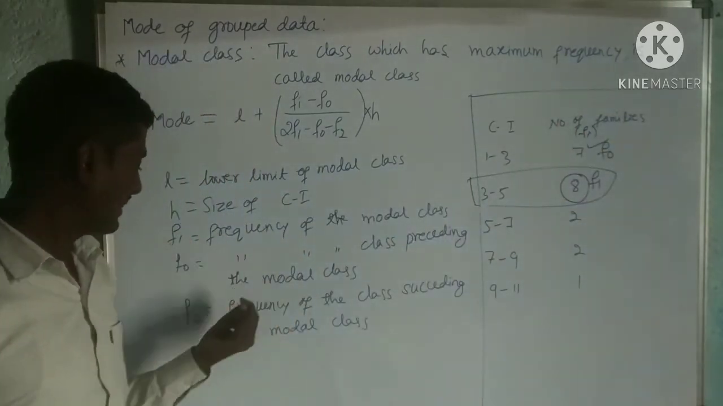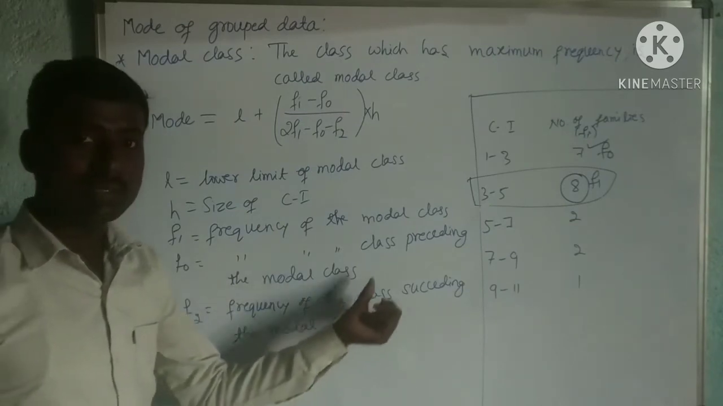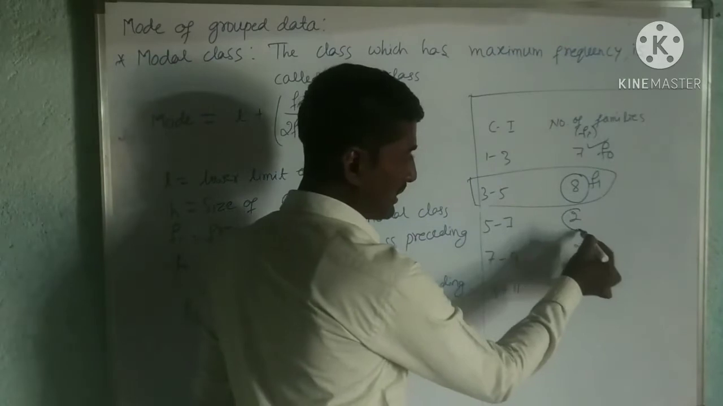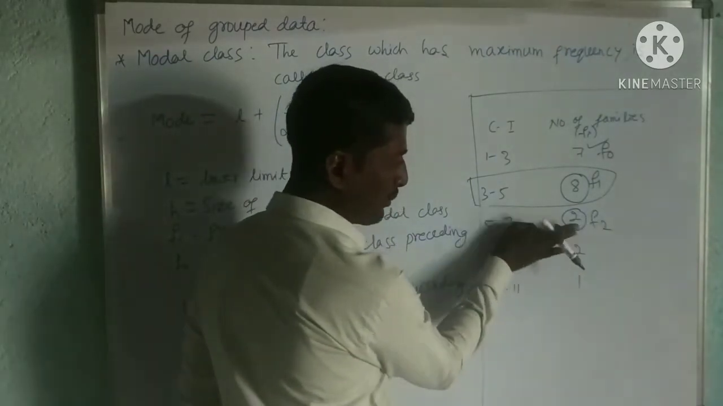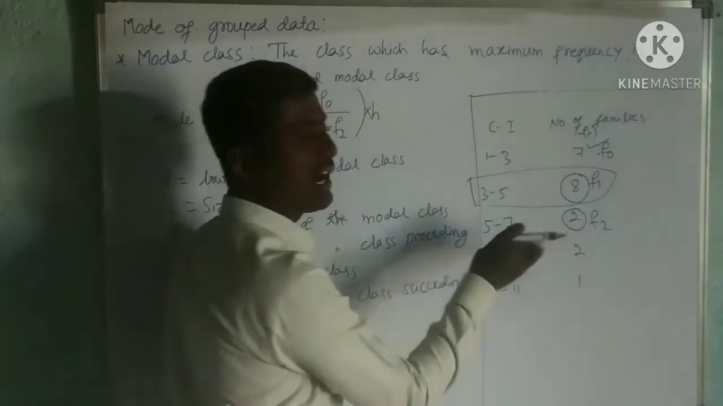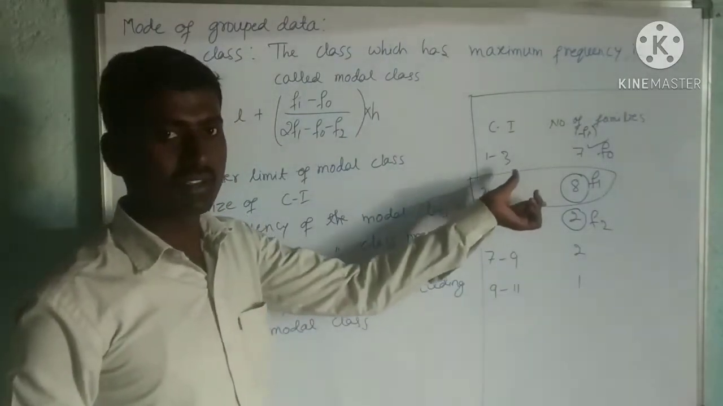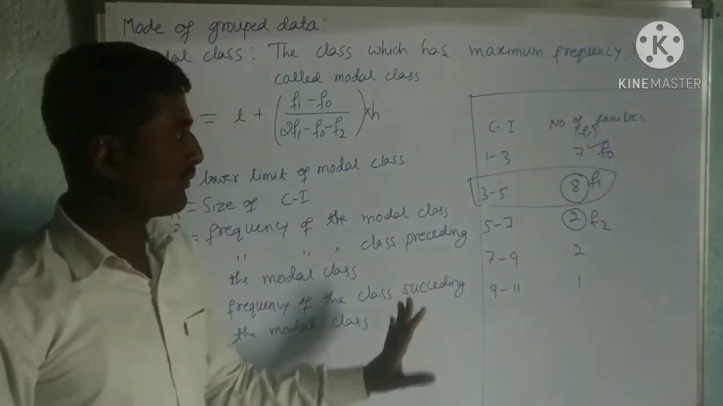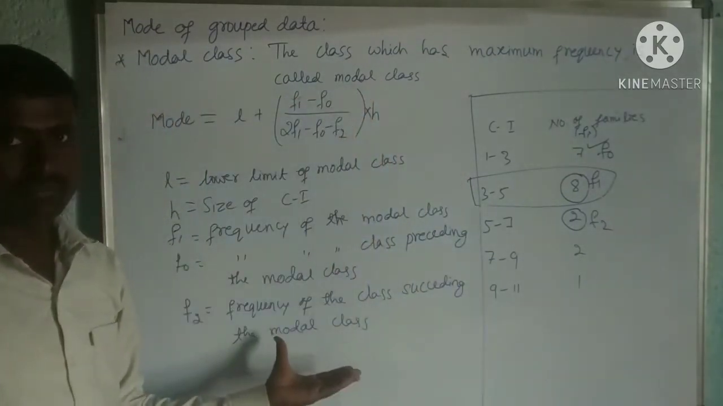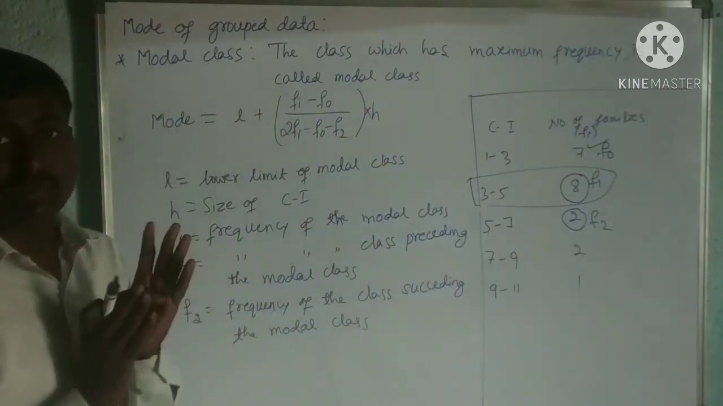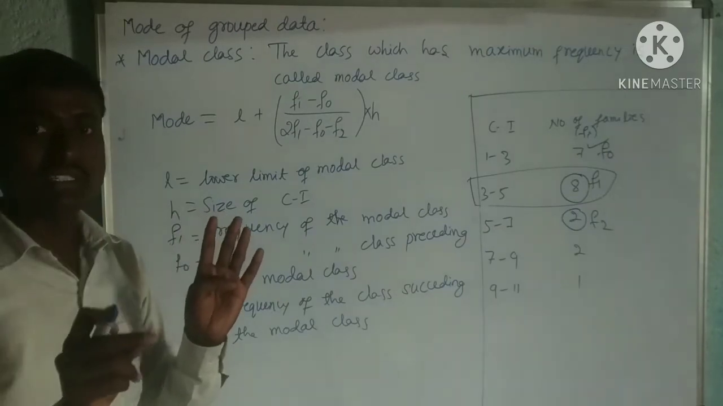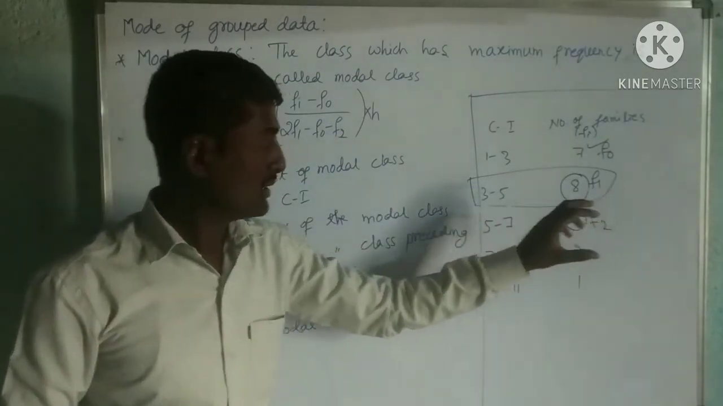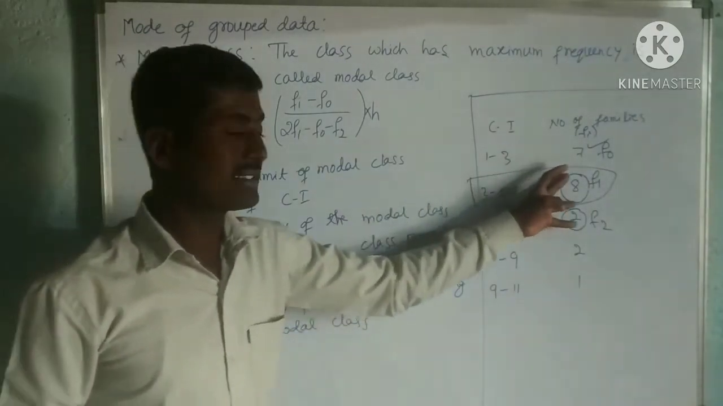Understood? Then F2 is the frequency of the class succeeding the modal class, that is, the class after the modal class. I hope you understood all these concepts. The modal class is the class in which the frequency is maximum. So here the modal class is 3 to 5.